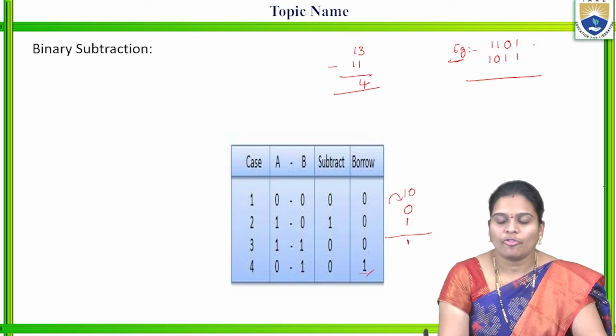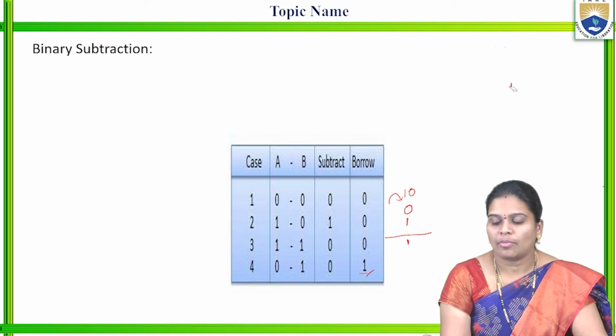Now we are subtracting the two values. 1 minus 1 is 0, 1 minus 1 is 0. Here 0 minus 1 is not possible, so we take the borrow from the previous bit, which makes it 1, 0. So 1, 0 minus 1. Let us take one more example of this binary subtraction.